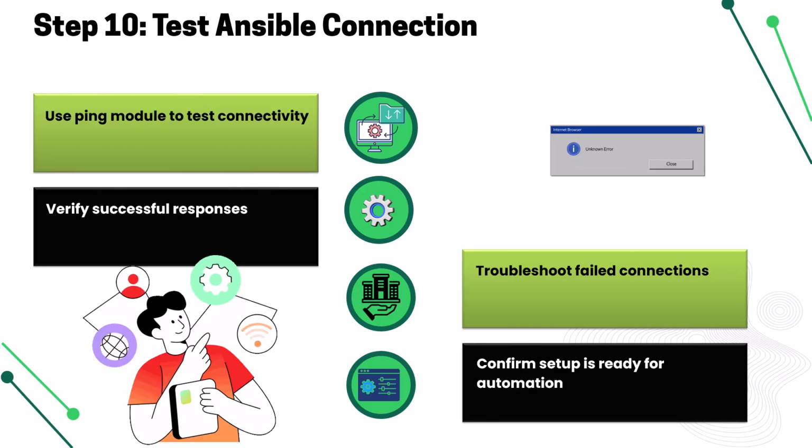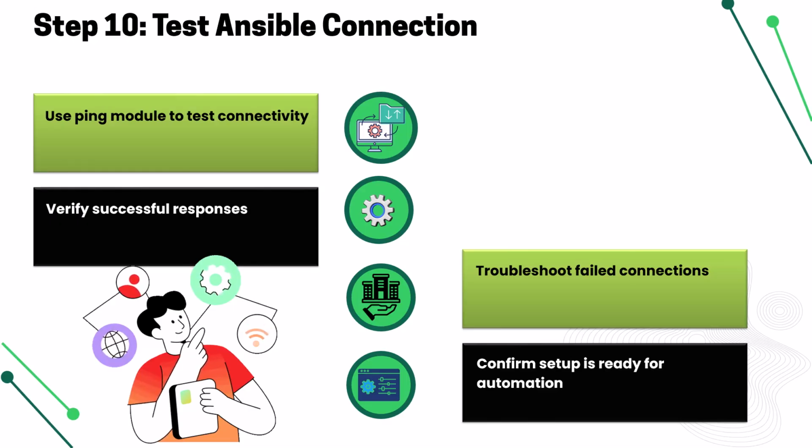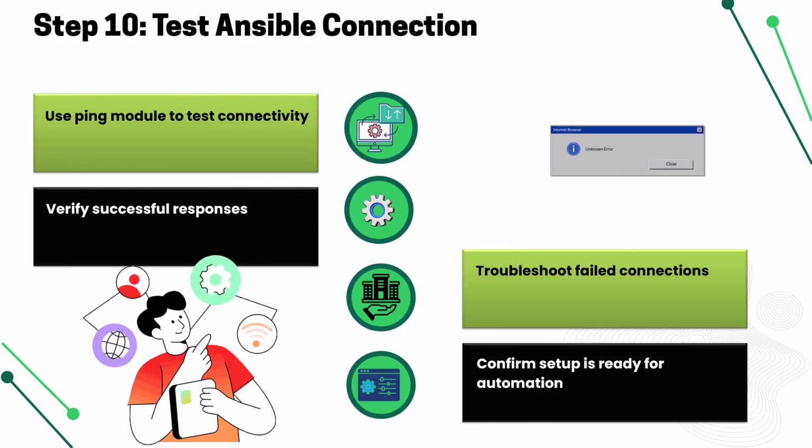Let's make sure Ansible can actually talk to our servers. First, we use the ping module. Think of it as saying hello to your machines. If you get a response, great. If not, well, it's troubleshooting time. Check for network issues, authentication problems, or missing settings. Once you see those happy green success messages, you're all set for automation.